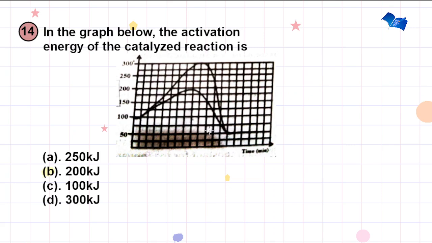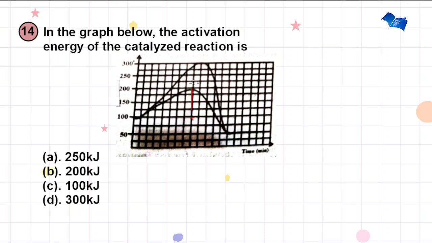In the graph below, the activation energy of the catalyzed reaction is, this question is under chemical reactions. Now, activation energy is the minimum amount of energy required to cause a reaction to work. And in order to reduce this activation energy and increase the rate of reactions, catalysts are used in a reaction. So this catalyzed reaction will have a lower activation energy than the uncatalyzed reaction.